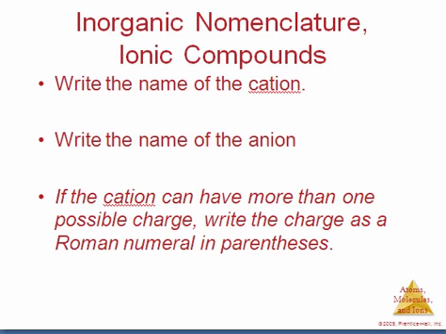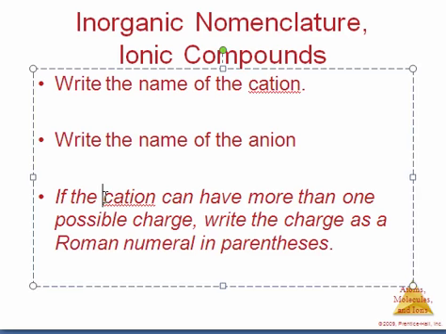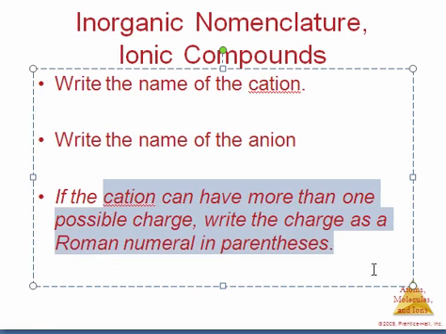So now let's take a look at naming ionic compounds, and it's actually quite simple. We write the name of the cation, and then we write the name of the anion. The one thing you want to be careful of is that the cation can have more than one possible charge. Write the charge as a Roman numeral in parentheses.